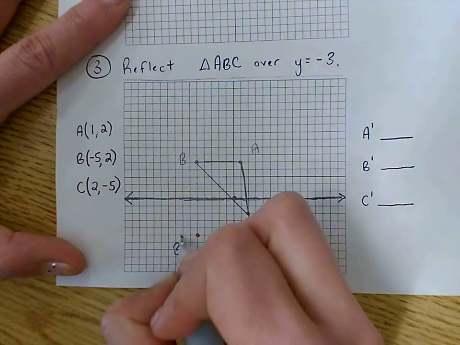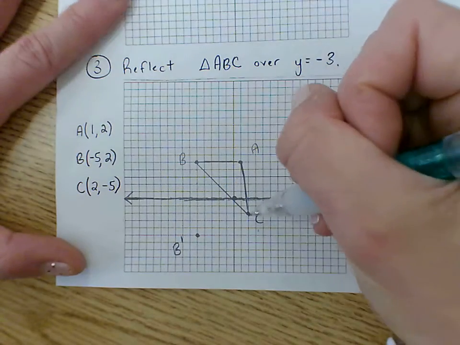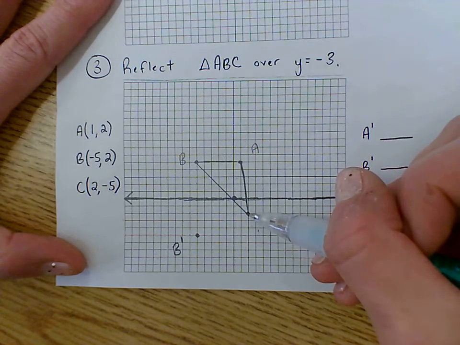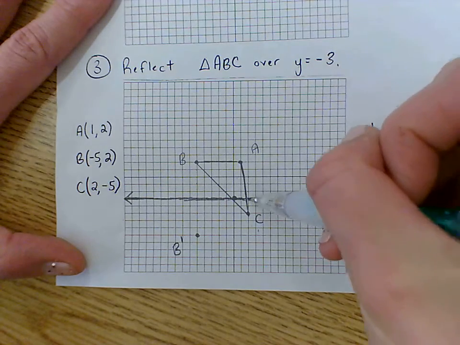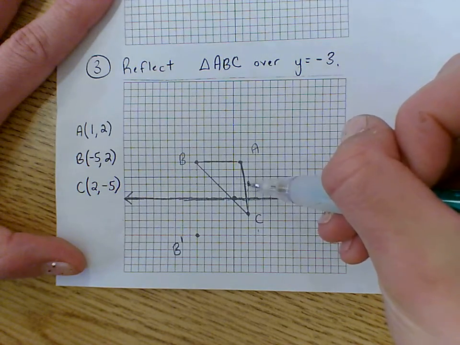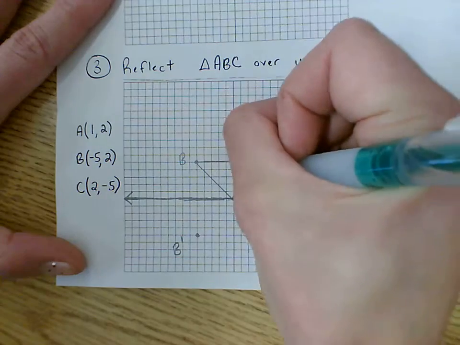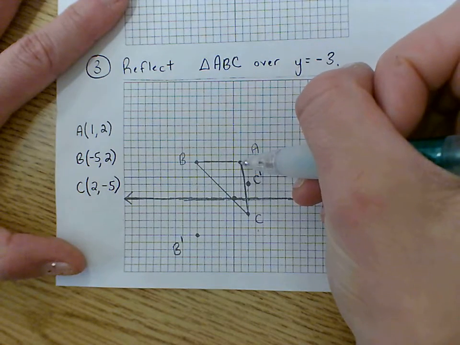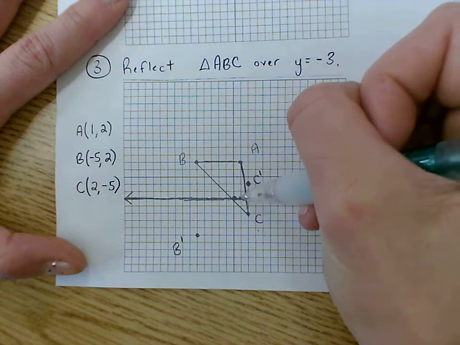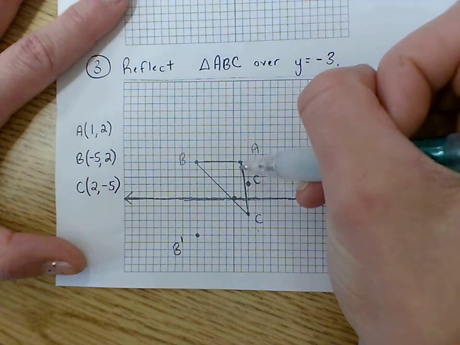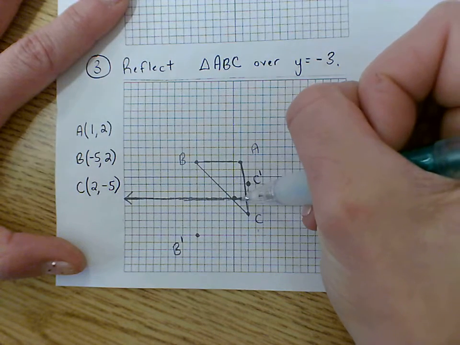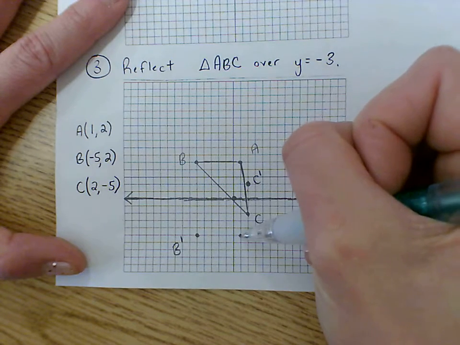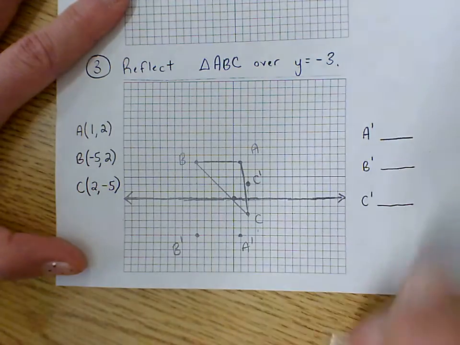So that's B prime. And then C, it kind of starts out on this side. So it's 2 away. So I have to go 2 away on the other side. So that would be right there. So C prime would end up right there. And then A, it's over here, so I'm going to count in this direction. You always count towards the line. So it's 1, 2, 3, 4, 5. So I go 5 on the other side. So 1, 2, 3, 4, 5. So there is A prime.